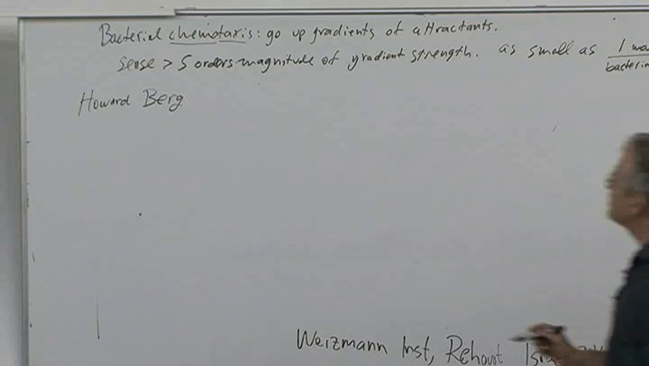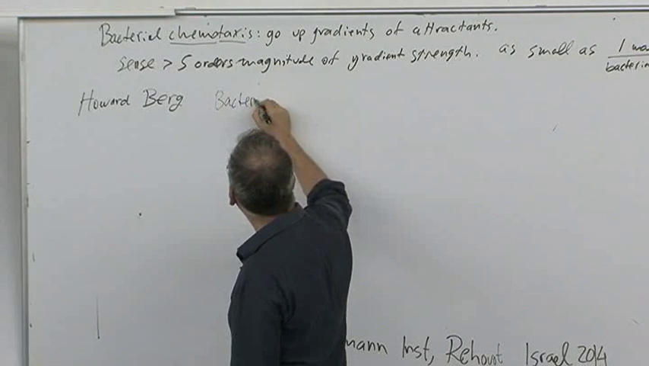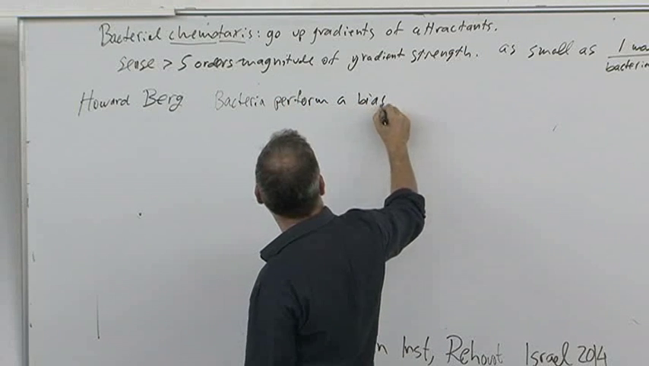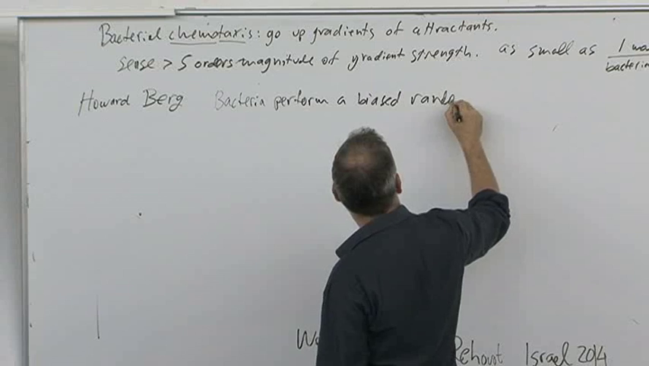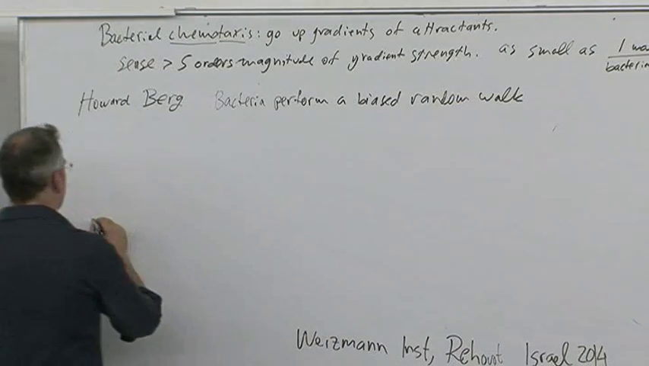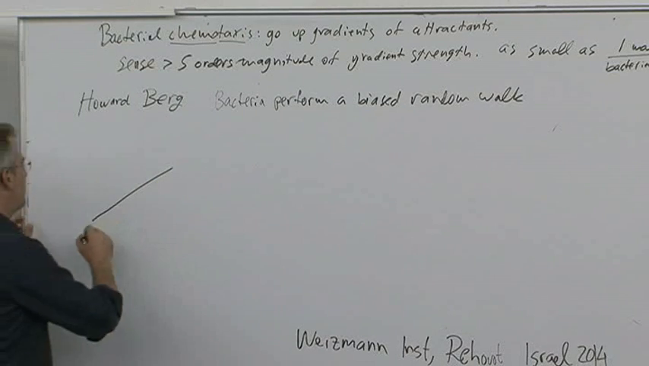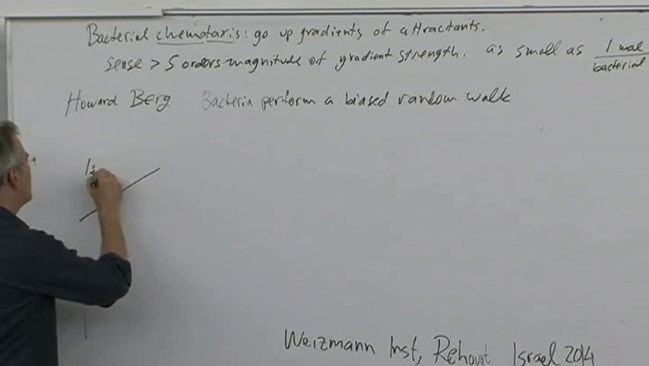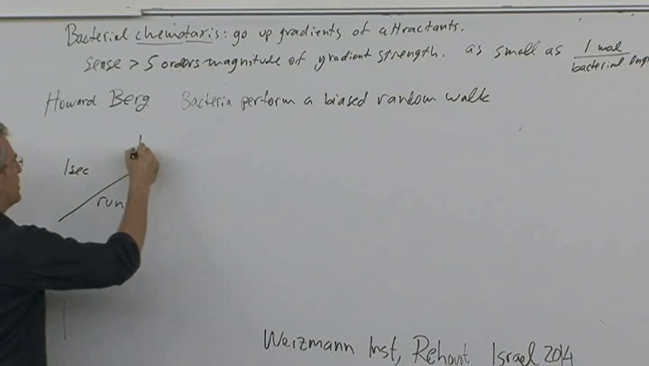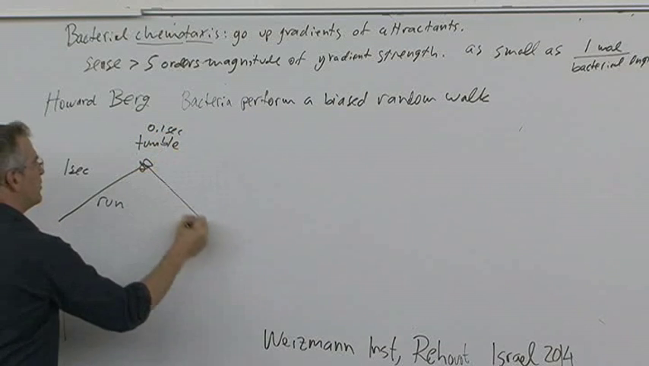And what he saw was this: in bacterial chemotaxis, bacteria perform a biased, random walk. And it looks like this. When you look at them, now there's no gradients or anything, just a homogeneous fluid. They swim straight for about a second. This is called a run. And then they tumble. They randomly change direction. That's called a tumble, for about 0.1 seconds. And then they swim in a new direction.